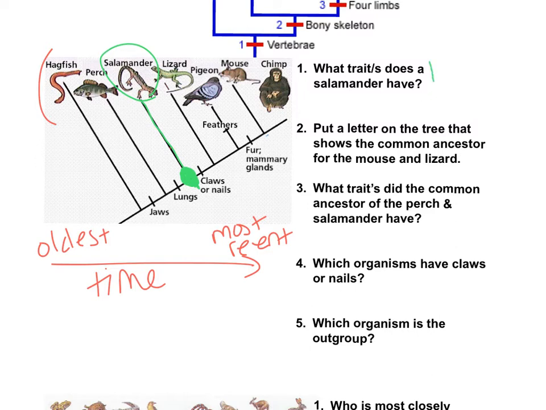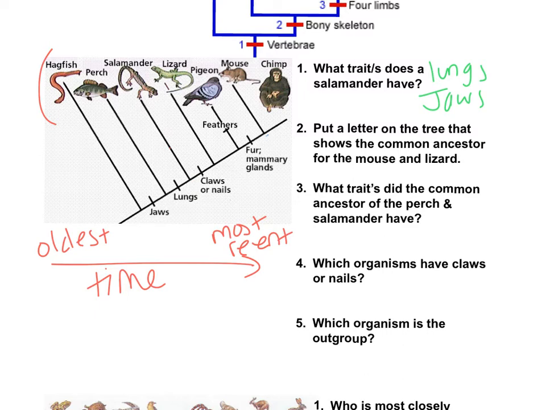Answer for 1 should be lungs and jaws. Order of those two doesn't matter. The jaws evolved first and then the lungs. Claws and nails evolved after the ancestor of the salamander, so I do not include that. Same with fur and mammary glands.